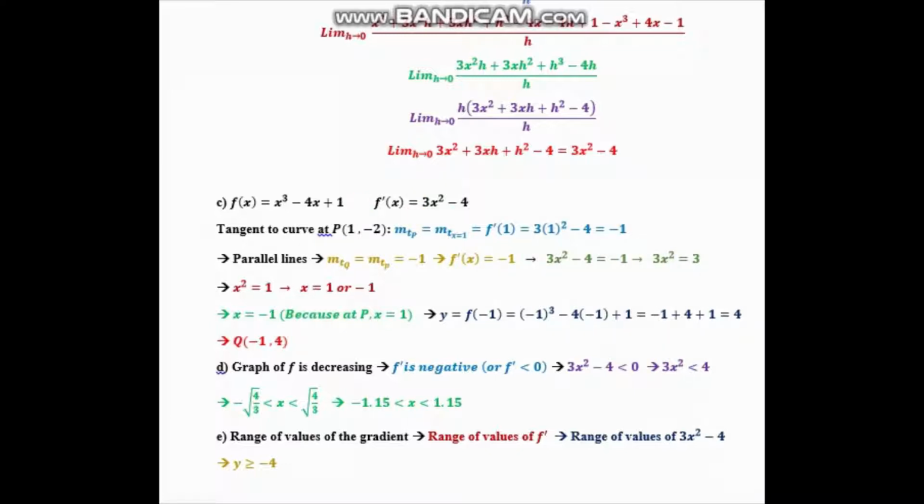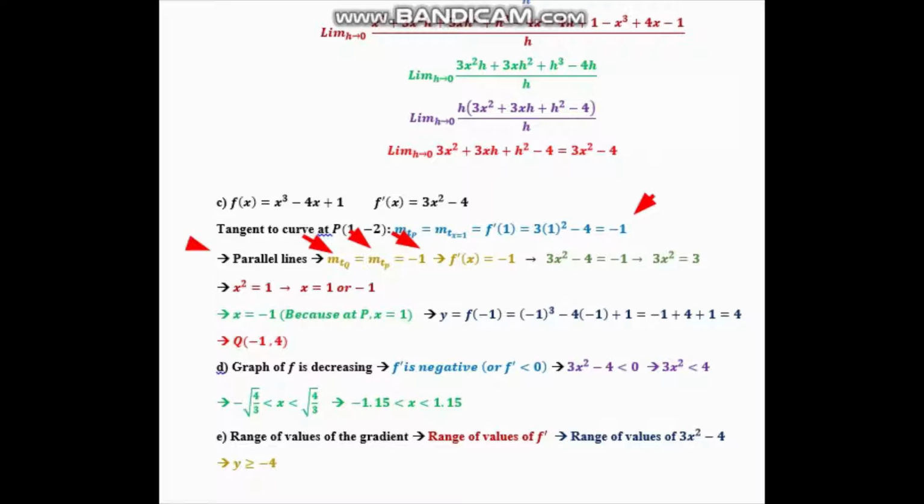We have already obtained f dash of x in the previous question as 3x squared minus 4. So we shall just plug a 1 into this formula, getting 3 times 1 squared minus 4, which gives us negative 1. Hence, the slope of the tangent at P is negative 1. Since we are told that the two lines are parallel, hence the slope of the tangent at Q is the same as the slope of the tangent at P, which is negative 1.